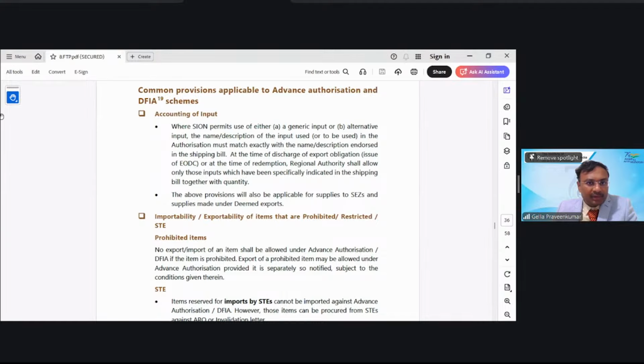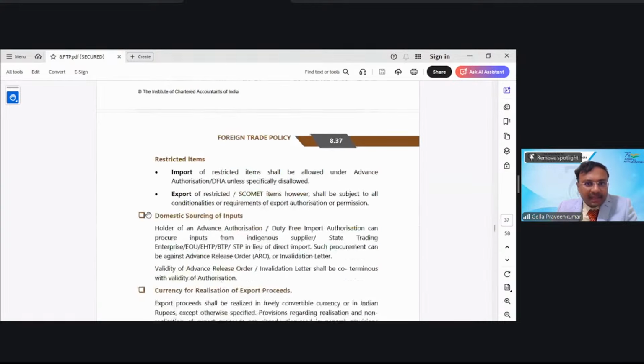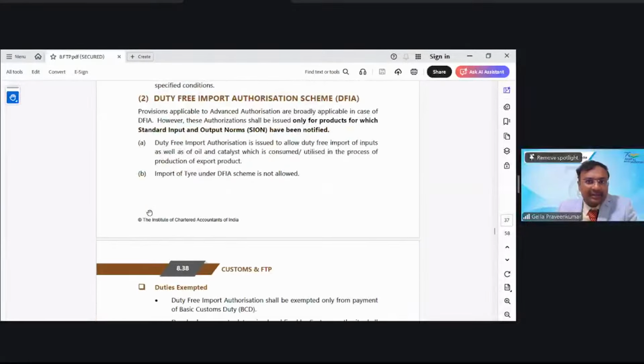These are common provisions. I'll explain DFIA and then I'll come back to this common one. First, let us understand DFIA. Again, I'll come back to that. Provisions applicable to DFIA are similar to advance authorization. However, authorization shall be issued only for products which have SION notified.